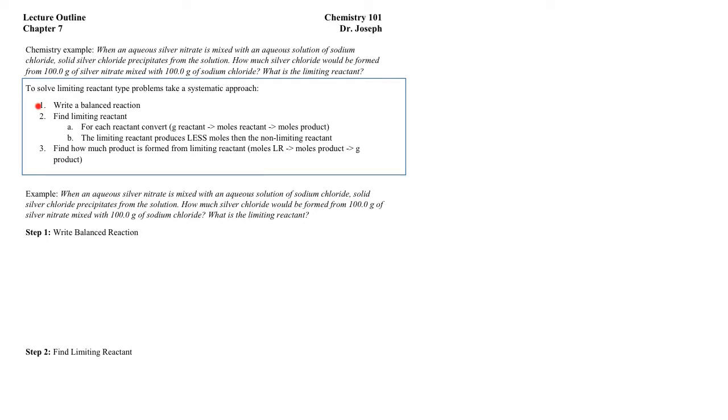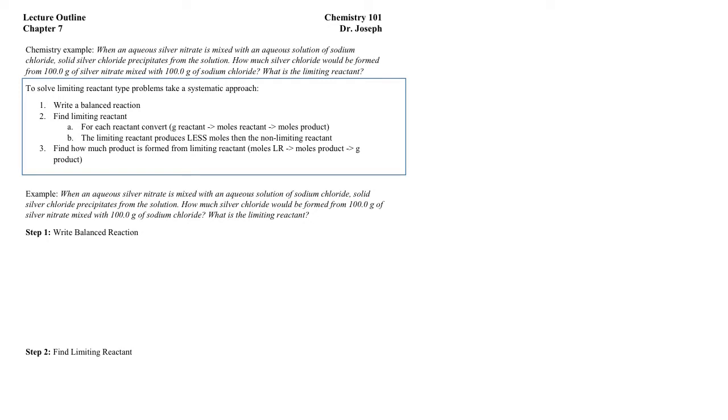First thing that we're going to do is we read through whatever problem we're looking at, and if there isn't a balanced chemical reaction already present, that's the first step. We're going to write out a balanced chemical reaction for the problem. Now in the second step, we're going to determine the limiting reactant. And to do this, what we're going to do is look at the mass of each reactant that we're given and determine how much product is formed from that mass of reactant.